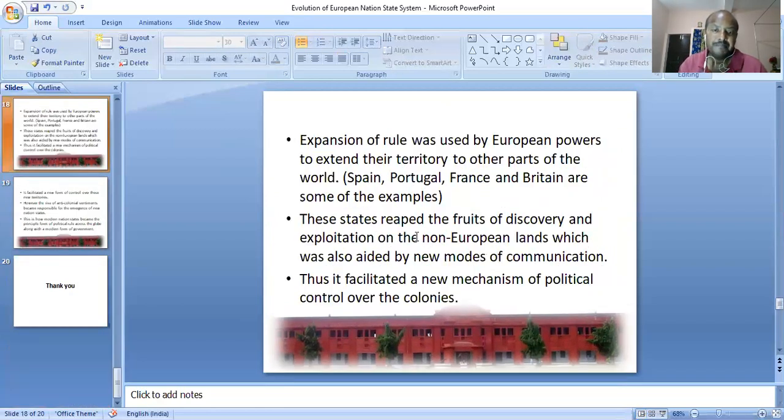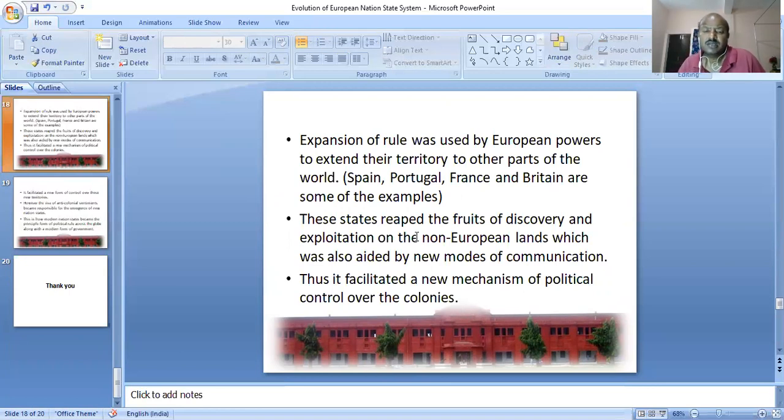Then expansion of rule was actually used by the European powers to extend their territory to other parts of the world. For example, Spain, Portugal, France, and Britain are some of the glaring examples of how they used the expansion of rule principle to expand their territory. For example, Britain just came to have trade with India, but ultimately they stayed here. So this kind of nuisance they can sometimes create.